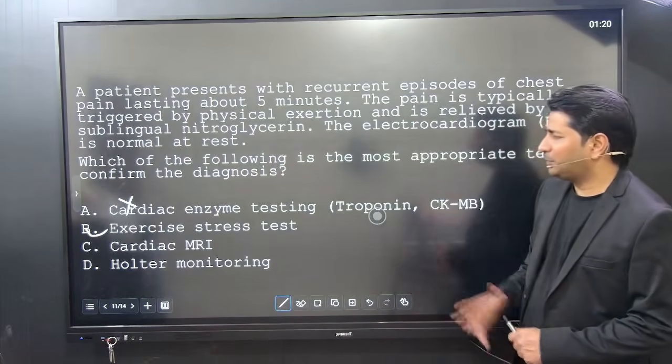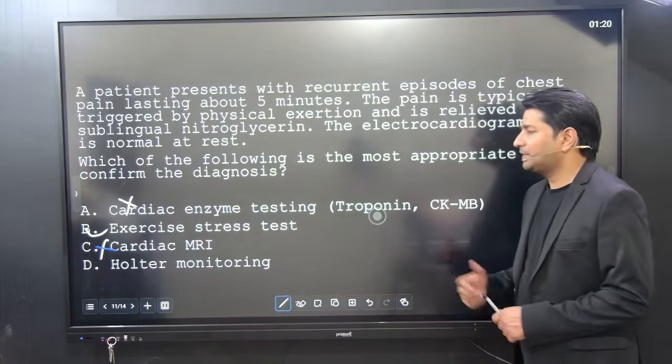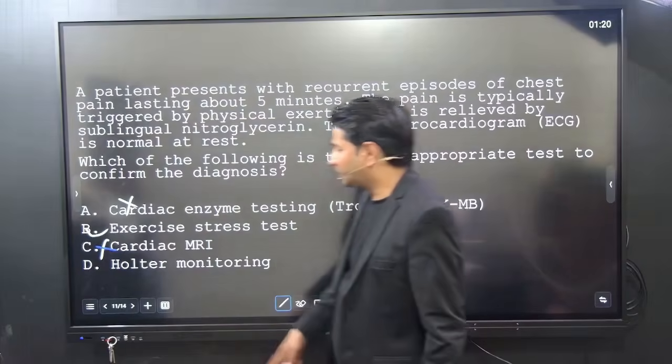Cardiac MRI is not specific in this case. Holter monitoring involves continuous ECG monitoring over a 24-hour period.